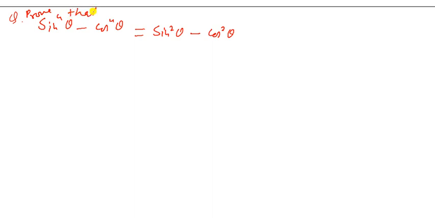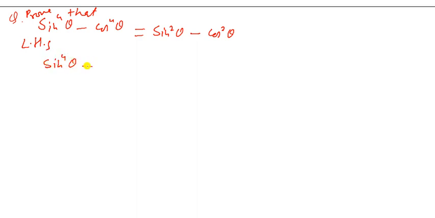Now come to the next question. What is in the next question? The question is sin to the power 4 theta minus cos to the power 4 theta is equal to sin square theta minus cos square theta. The question is: prove that.